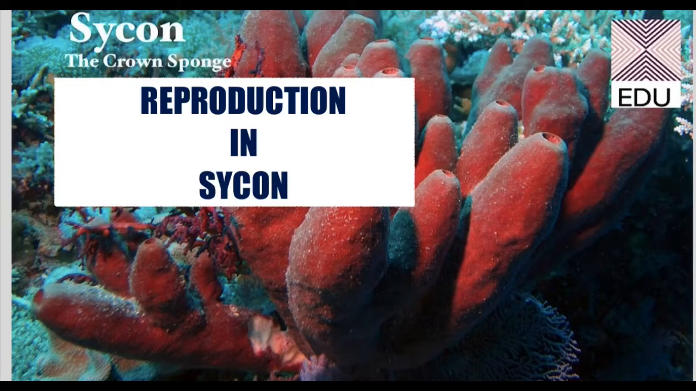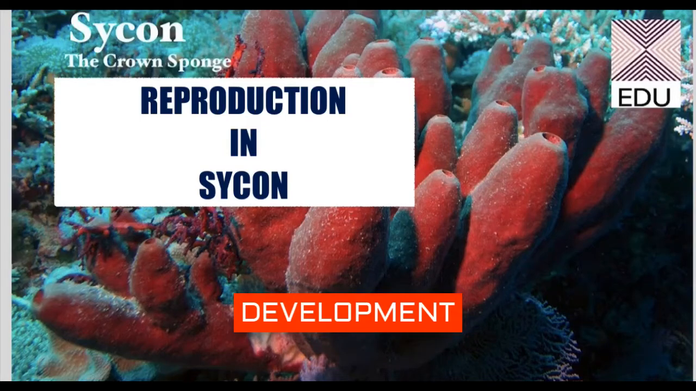Now, here, after fertilization, the zygote was formed, and that zygote was lying in the mesenchyme of the sponge. Now, in this part of the video, we are going further after the formation of the zygote. So, we start with the development of the Sycon.